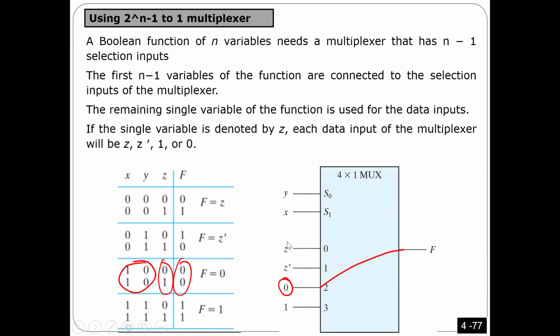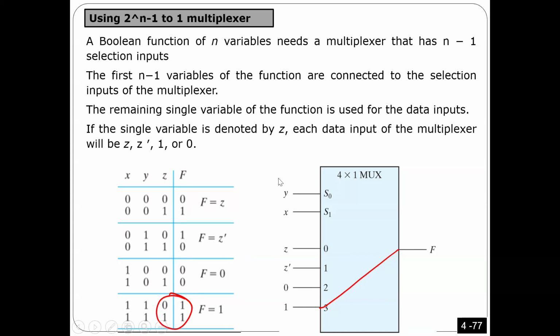But here, because for every 2 inputs, one input is connected to the output, I need to find what the relation is between F and Z. It is either F equal to Z, and I connect to Z; F equal to Z prime, I connect to Z prime; F equal to 0, I connect to 0. If you look at the last one, here F equal to 1, so that's why I'm going to put 1 here. It means always when X and Y are 1, 1, I have to have 1 here, regardless of the value of Z. Any questions? You see it?